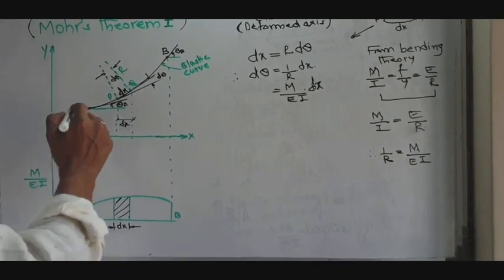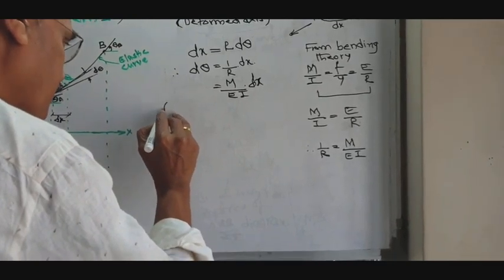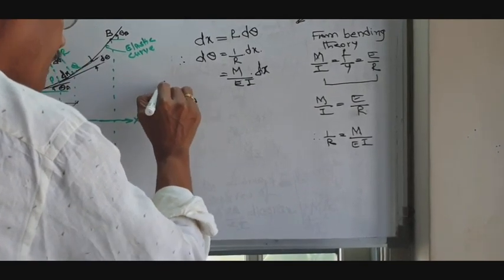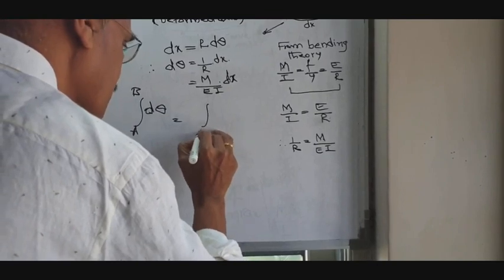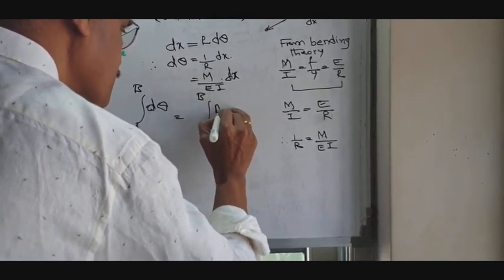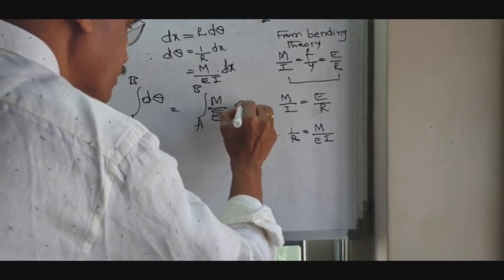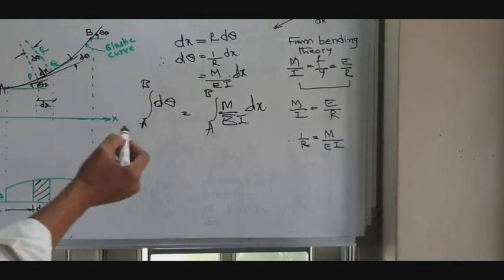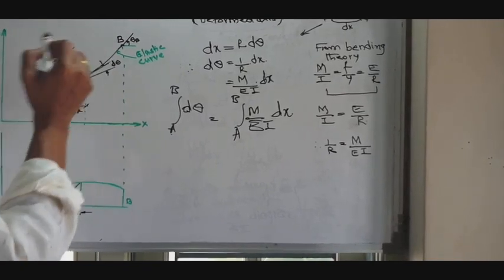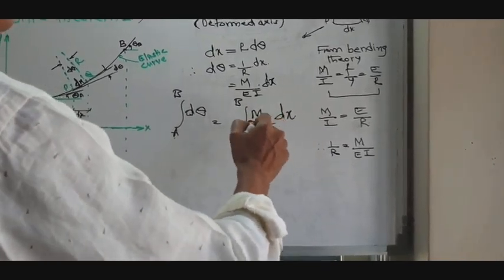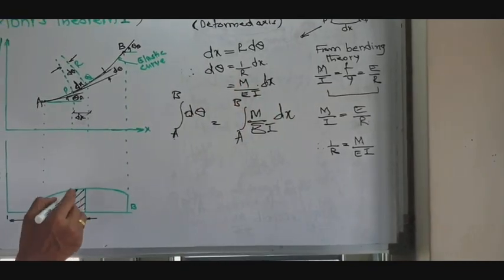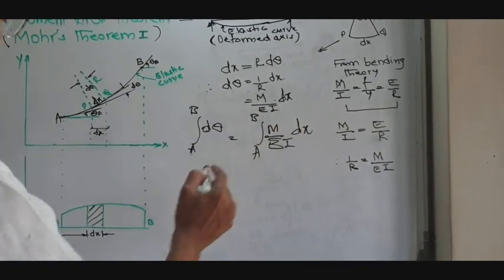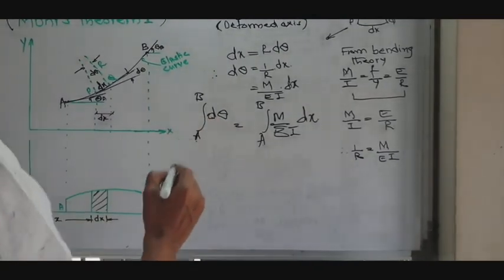Now to get the change in slope between A and B, you have to integrate both sides, d theta between the limits A and B, and this is also equal to the integral of M by EI into dx between A and B. So this d theta is the change in slope between P and Q. If you integrate between A and B, it gives you the change in slope between the points A and B. So this total expression M by EI into dx is only the area of the M by EI diagram between P and Q. But if you integrate between A and B, this gives you the area of the M by EI diagram between A and B. So this is nothing but change in slope.